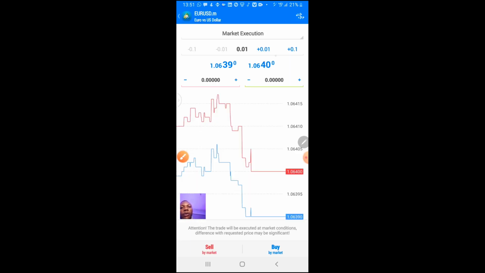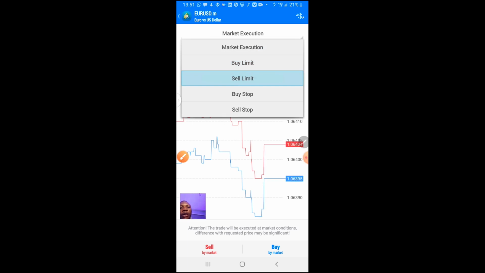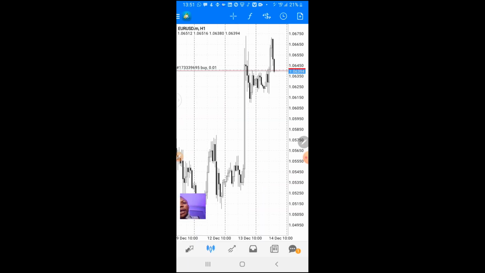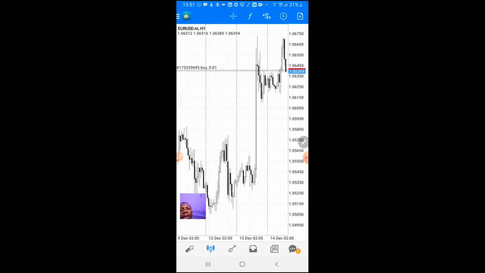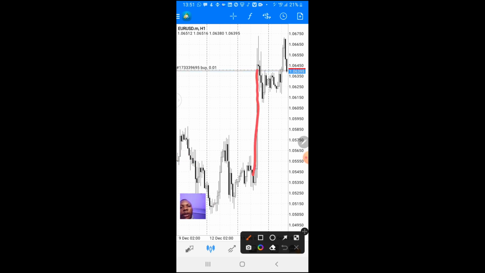sell limit. So come again, you will see sell limit. Sell limit means the market is buying, it's going up, it's buying and it's going up, and you predict that when the market gets to this point, the market will start selling down. So you put your sell limit. Each time you receive any trade positions or signals, you always see either sell limit, buy limit, sell stop, buy stop, and so on.